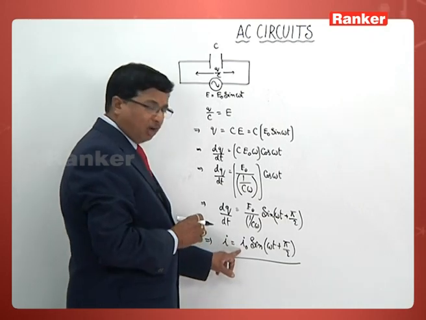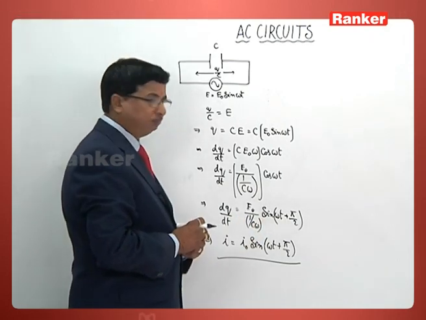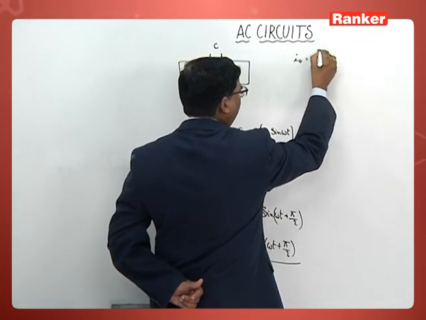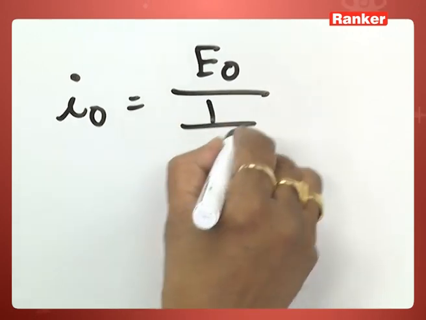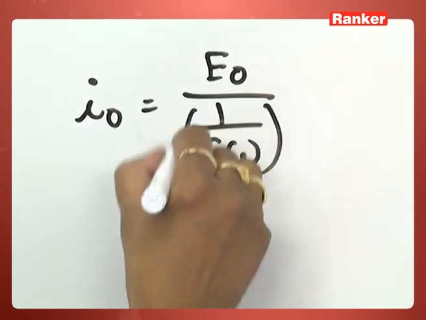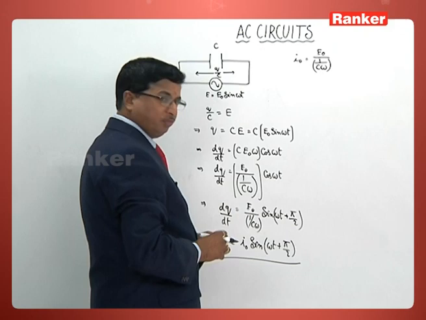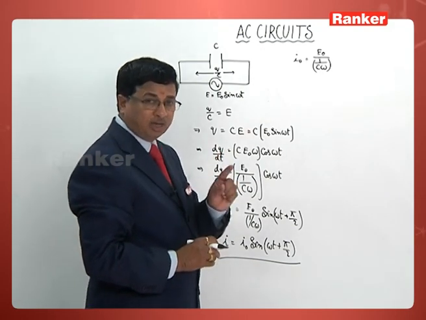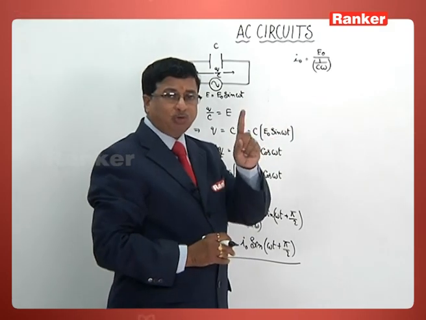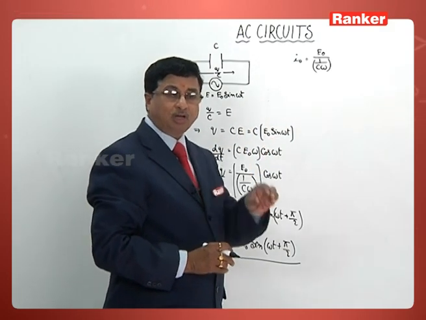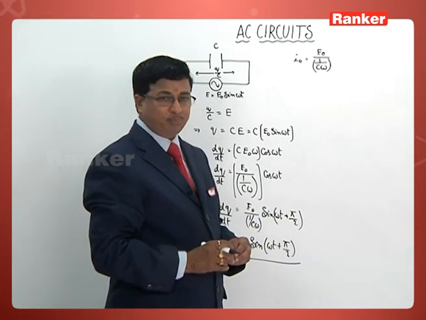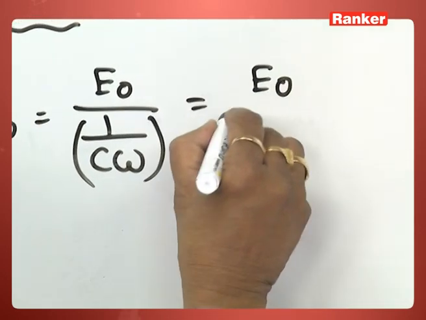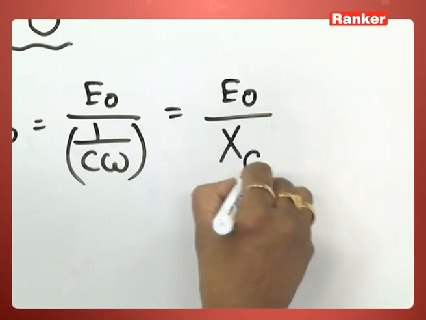But in place of I naught, what do you have here? If you just analyze that part of it, I naught is equal to E naught by 1 by c omega. But in reality, according to Ohm's law, I should be equal to E by R. That R becomes the resistance there. So here we rewrite this one as E naught by XC, we write.